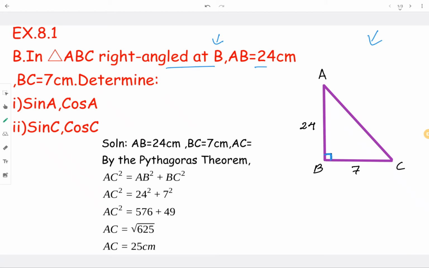They've given us two sides, AB and BC. We're also to find the value of number 1 and 2. So before we do that, we have to know this third side, alright? How do you do that? By using the Pythagoras theorem.